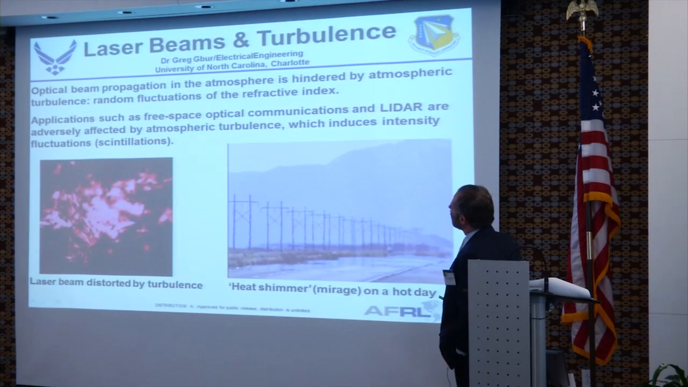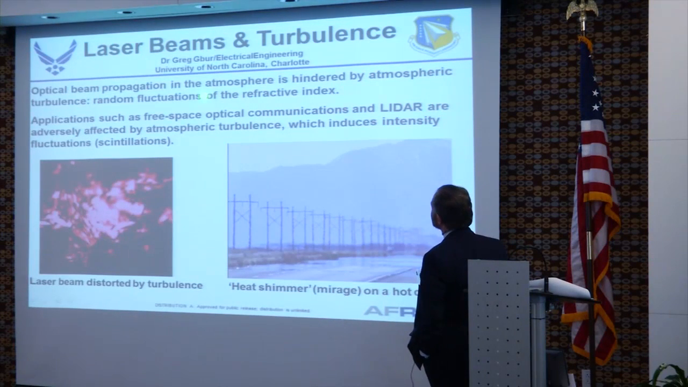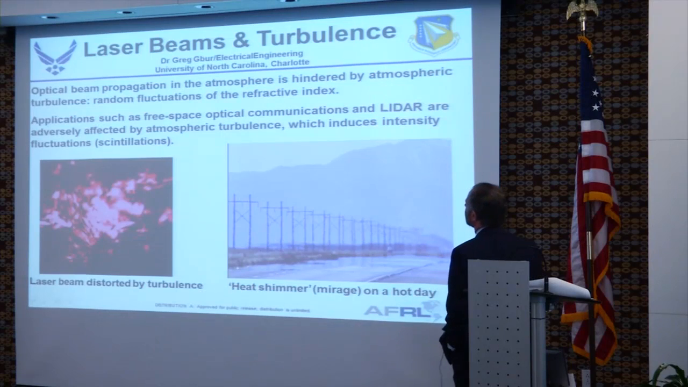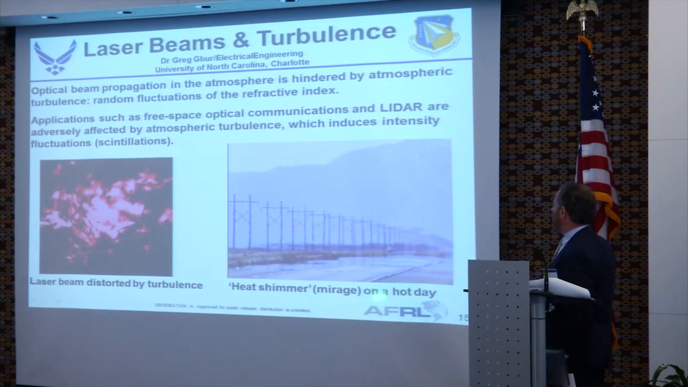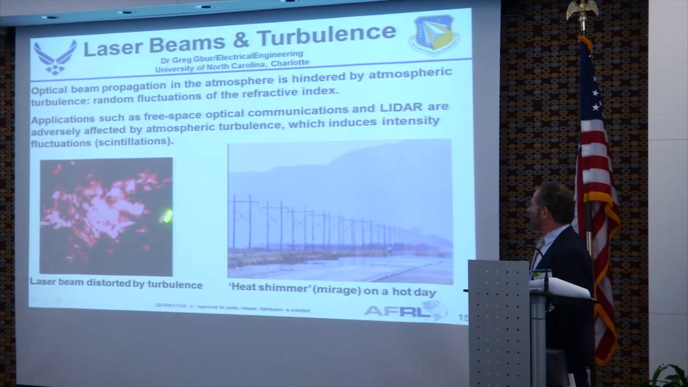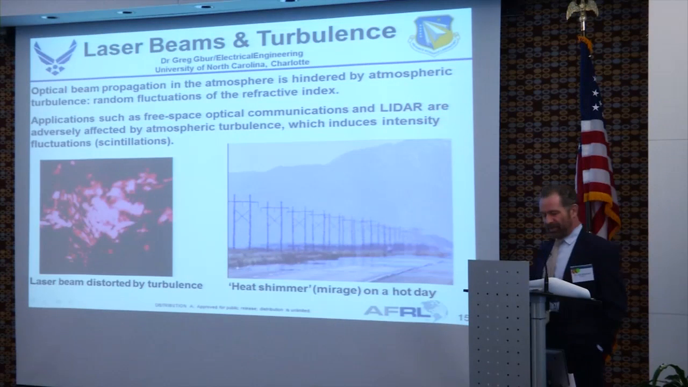And so the question is, as we all know, the optical beams are hindered by atmospheric turbulence, random fluctuations, et cetera, et cetera. And these free space optical communications are certainly adversely affected. This is an old example, this is a mirage, but it is one. But this is more germane. This is how the laser beam is distorted by turbulence.